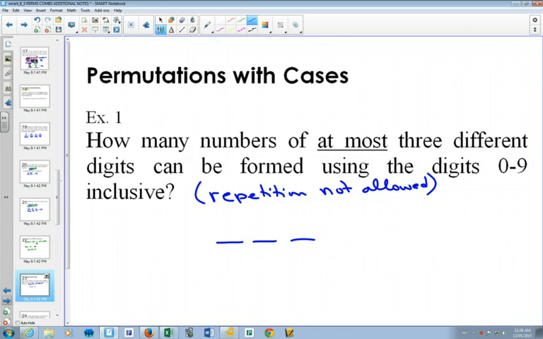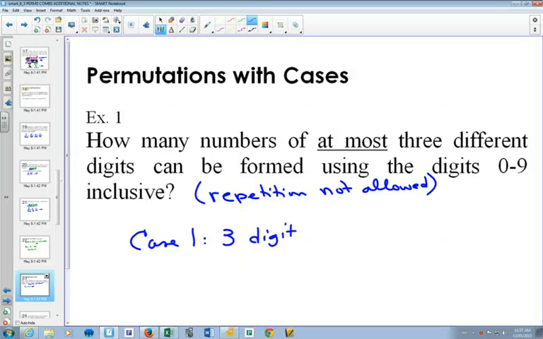So what we do in a cases question is first we recognize that we can't count it all at once. So we break it up into pieces that we can count. And once we've counted each of those pieces, we just add them up in the end. So for case 1 here, we're going to count our 3-digit numbers.